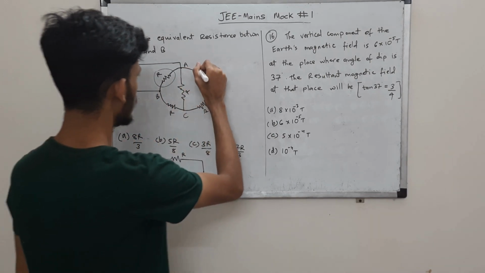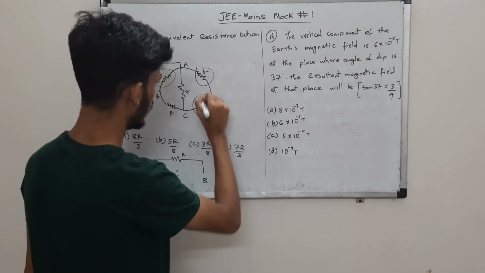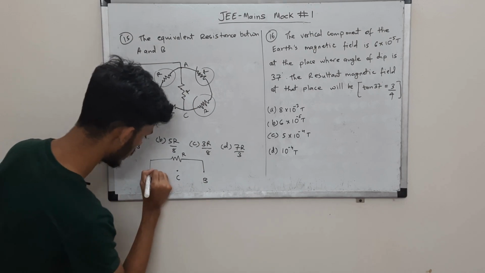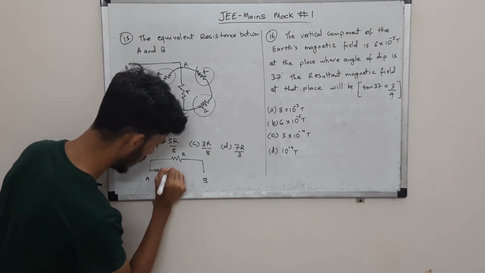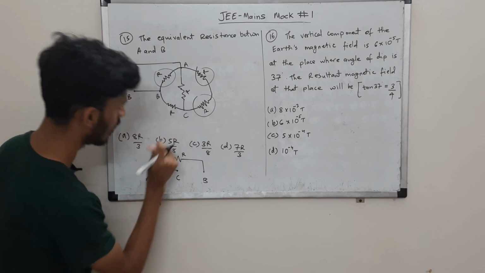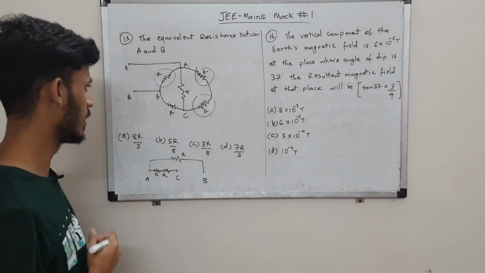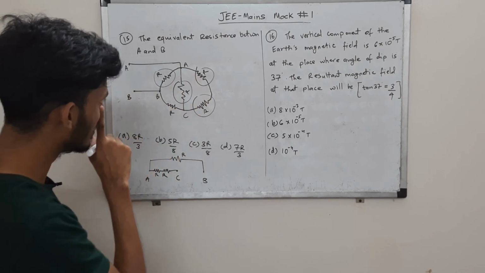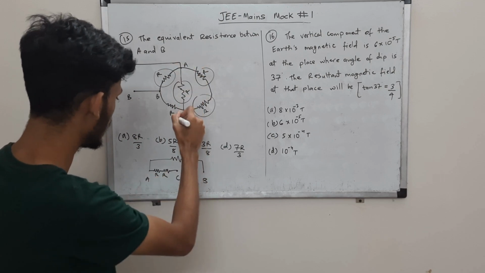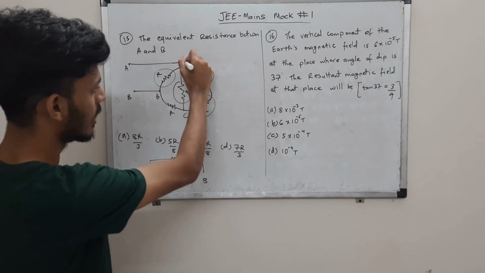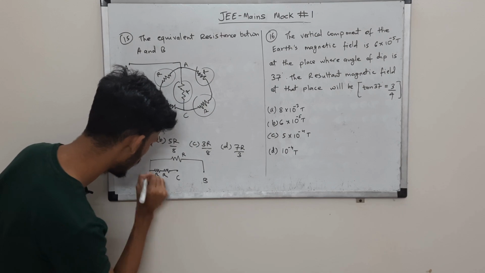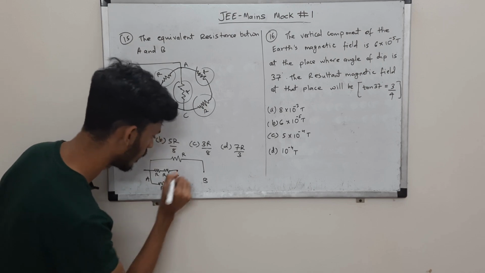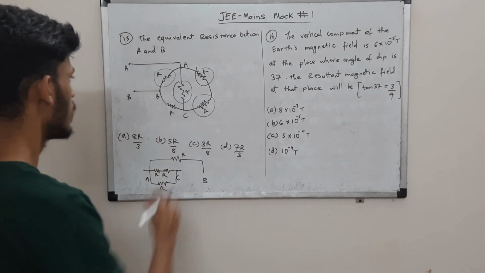Now let us consider this one. This one and this one are in series, and they are between A and C. So R and R in series between A and C. Now what about this resistor? It is also between A and C, but it is parallel to the other two resistors between A and C. So it's parallel to this.